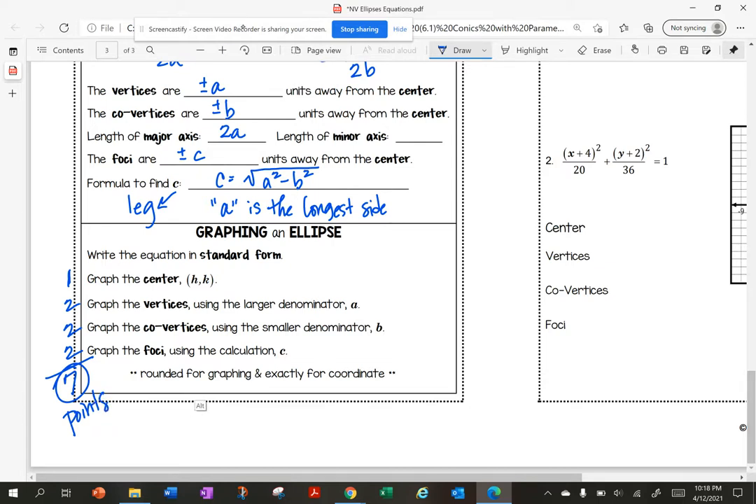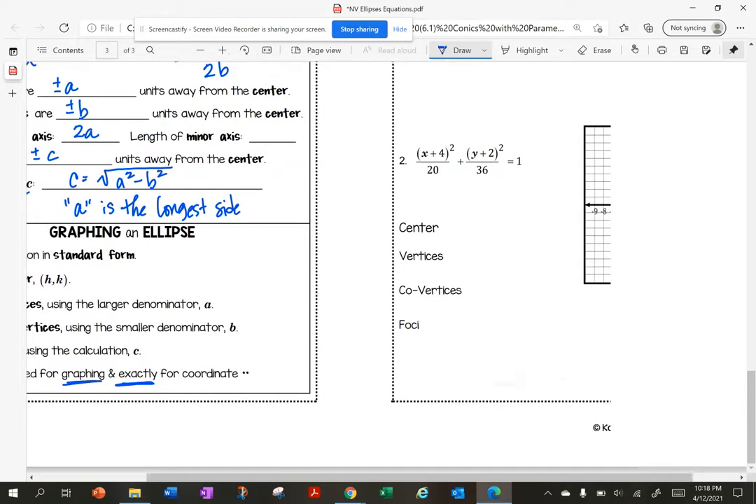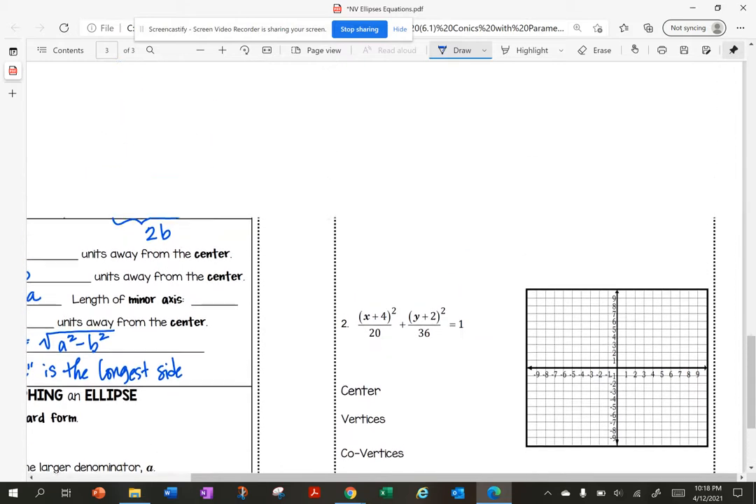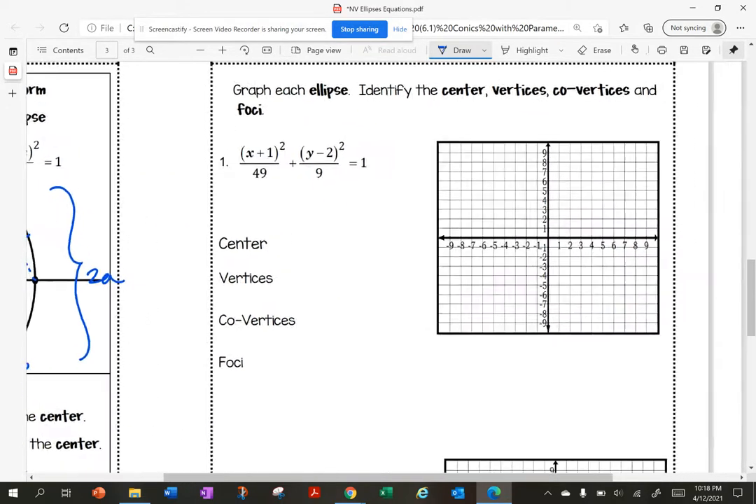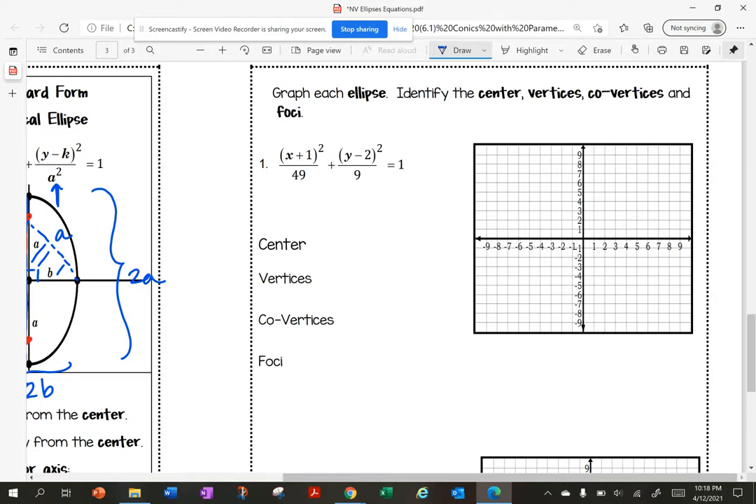When I am naming the points, I want the exact values, but for graphing purposes, I need to round. But when I'm stating points, I want the exact value. All right, so let's do an example here. Graph each ellipse. Identify the center, vertices, co-vertices, and foci.